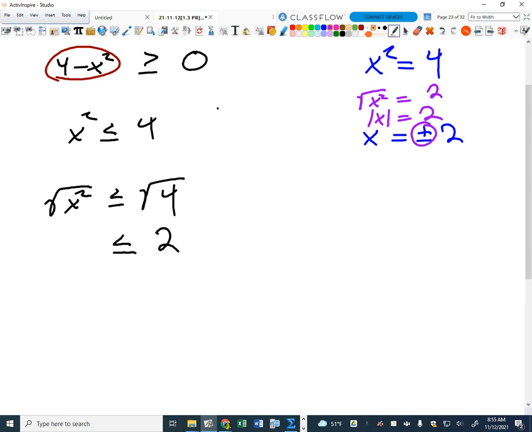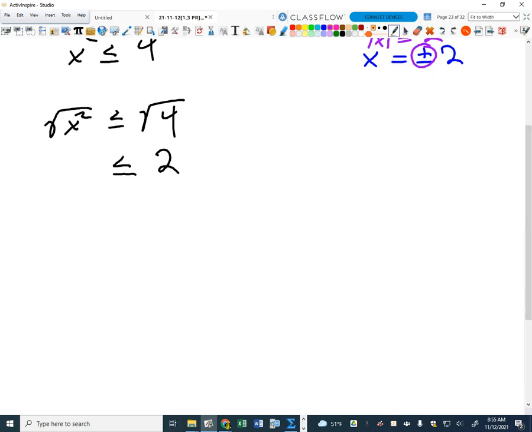And so over here we need to do the same thing. The square root of x squared is actually the absolute value of x, only now we don't have an equation. But go back to Algebra 2 or pre-calculus, and think about what is the solution of an absolute value inequality like this? The absolute value of x is less than or equal to 2. What's the solution to that?